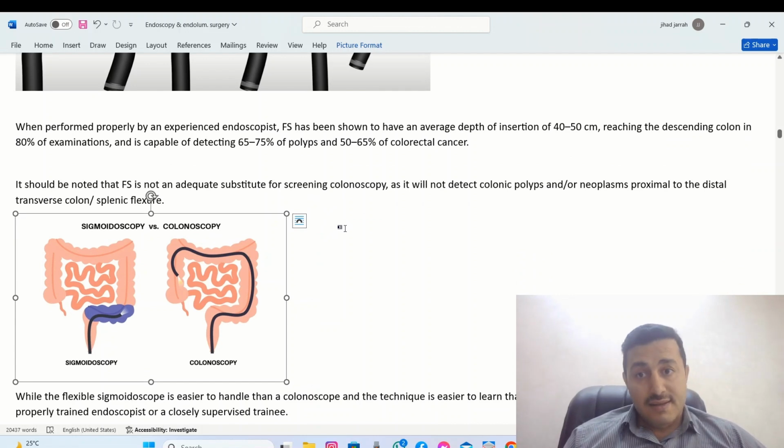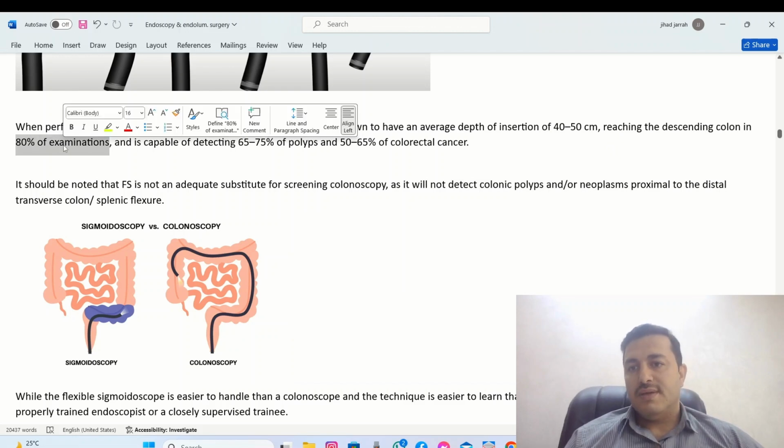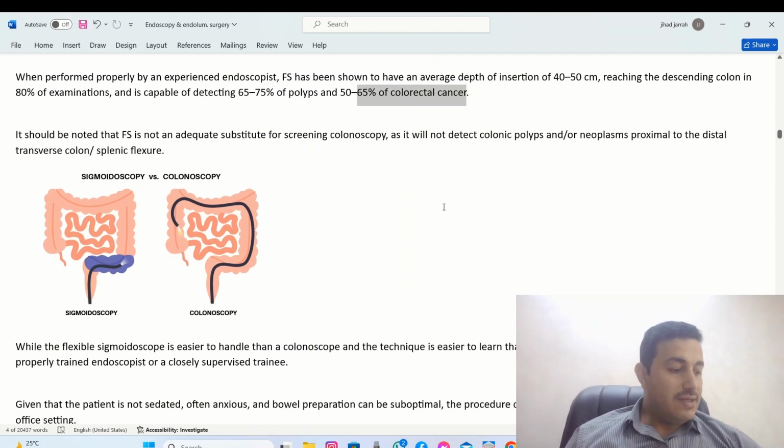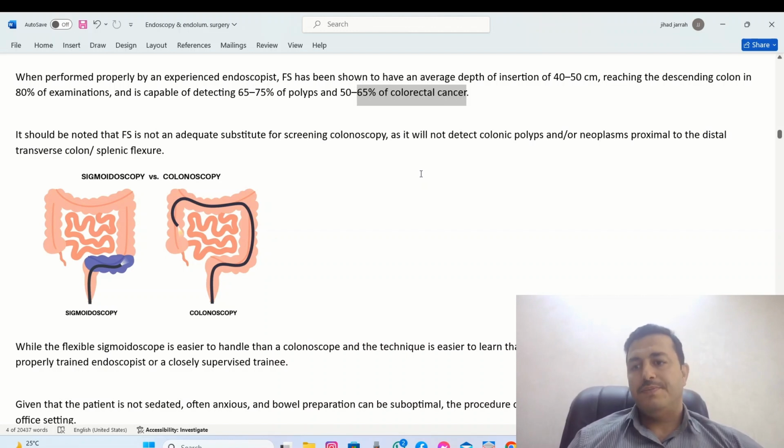Okay, it's not the preferred modality for screening. As you see, it reaches the descending colon in about 80%. It's capable of detecting polyps in about 75% and colorectal cancer in about 60 to 65%. So it's not ideal. Of course, it has certain indications we will talk about. Of course, it's easier to learn than the colonoscope.